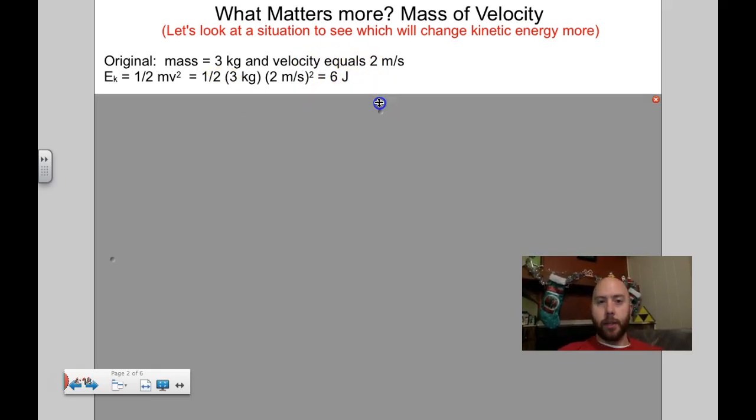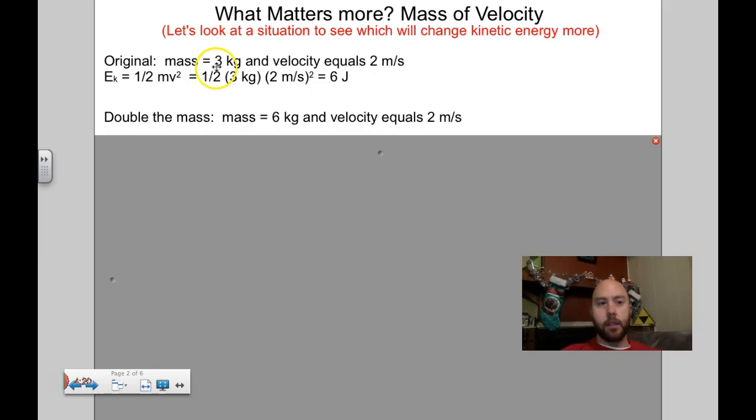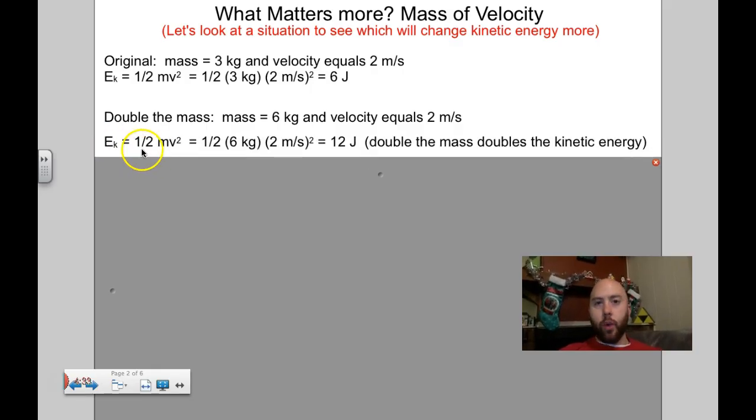Now, let's change something. Let's double the mass. Originally, the mass was 3 kilograms. Now the mass is 6 kilograms. The velocity stays 2 meters per second. Same equation. Kinetic energy is 1/2 mass times velocity squared. So 1/2 times 6 kilograms, because I doubled the mass, times 2 meters per second, squared. This time, if I plug all that in, I get 12 joules. So notice, when I double the mass, I double the kinetic energy. That is because kinetic energy and mass are directly proportional.